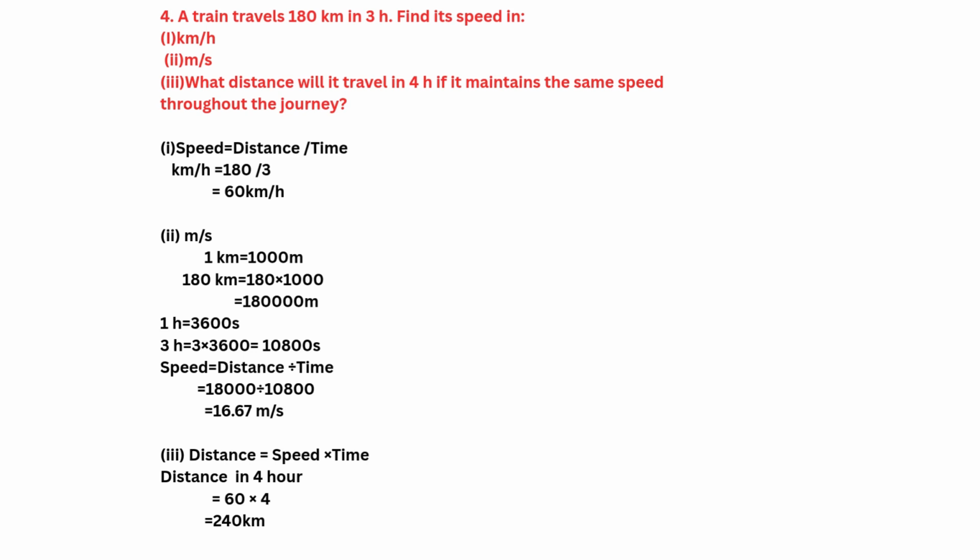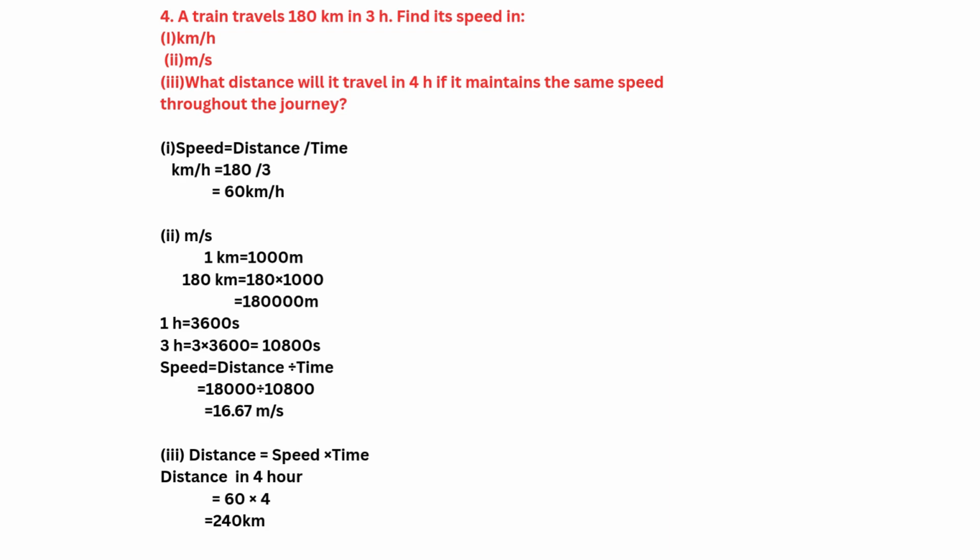Second, we want to convert into meter per second. 1 kilometer is equal to 1000 meter, so 180 kilometer is equal to 180 into 1000. 1 hour is equal to 3600 seconds, so 3 hours is 3 into 3600, that is 10,800 seconds. So we divide, and we get 16.67 meter per second.